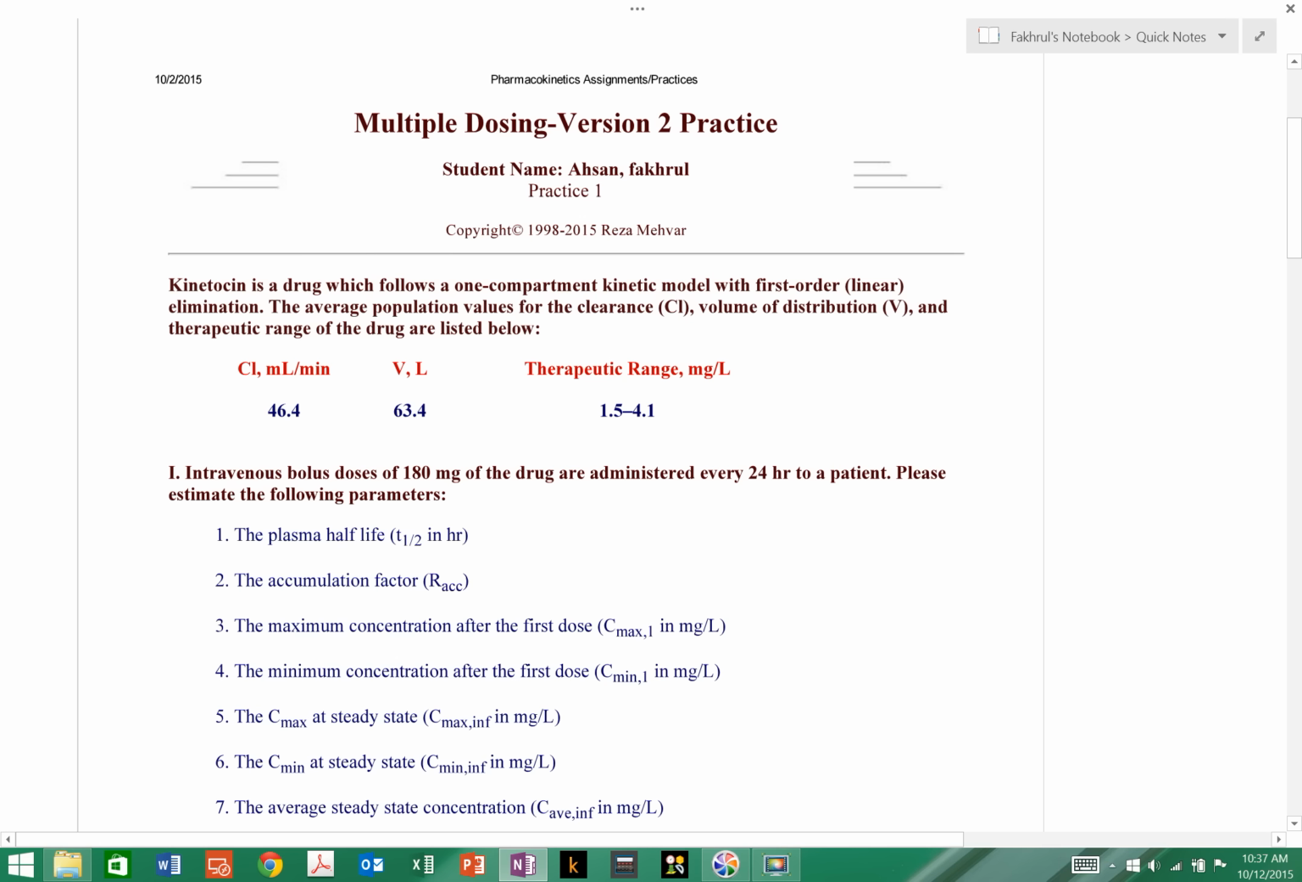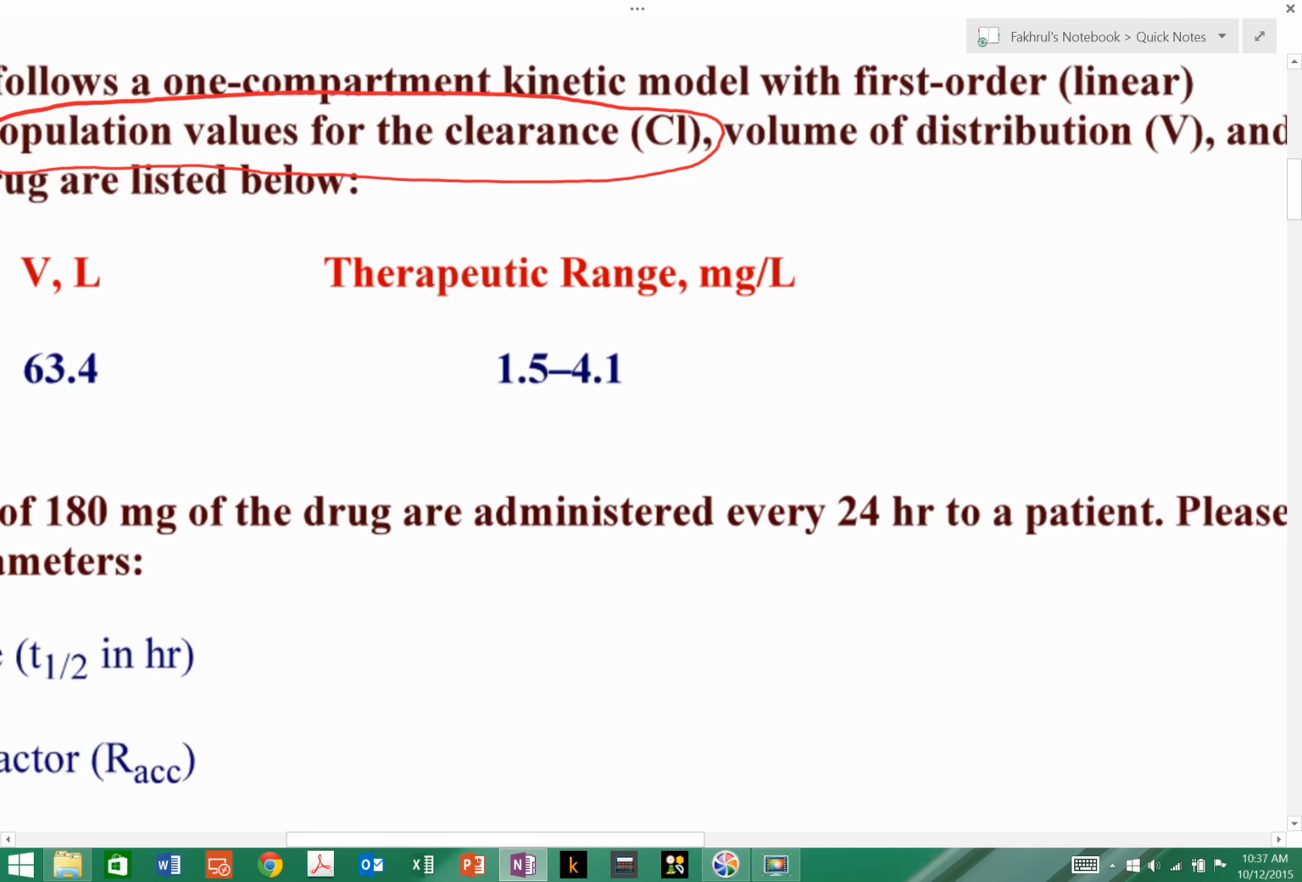This is the population values, that means in a country or in a state, the people usually have a clearance of this drug. This clearance 46 and volume of distribution V, and it has a therapeutic range. When you say therapeutic range, here you have a Cmin and Cmax. This would be your Cmax.